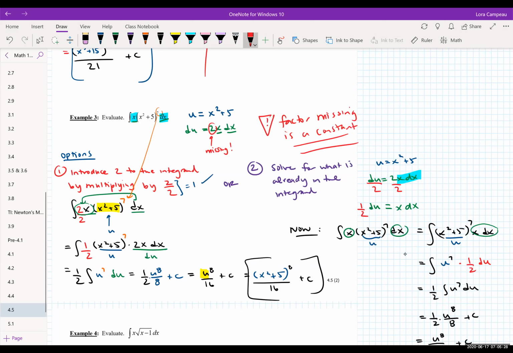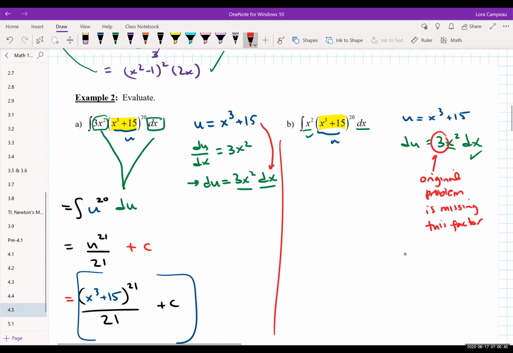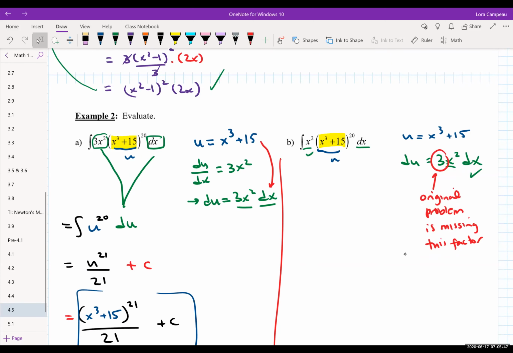So that's kind of what we'd have to do if we ever run into problems like this. And it happens quite often after you do the first few problems in the section. So now, I think I've left you with enough experience so that you could actually try this one on your own. You guys notice that I have my u equals x cubed plus 15. No problem there. I calculated du, and I noticed that the original problem is missing this number factor, which is the 3. So take some time.